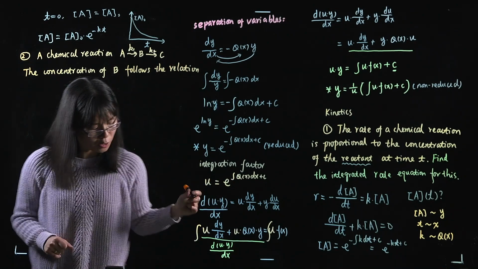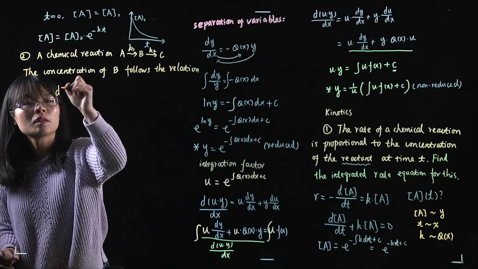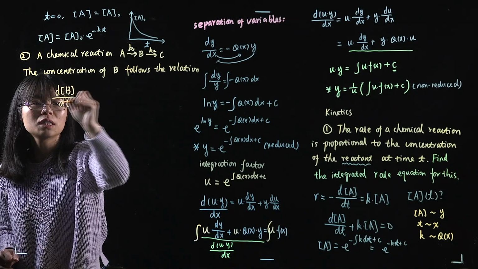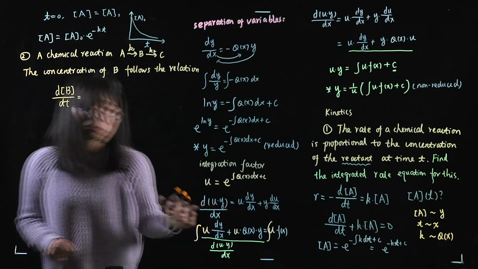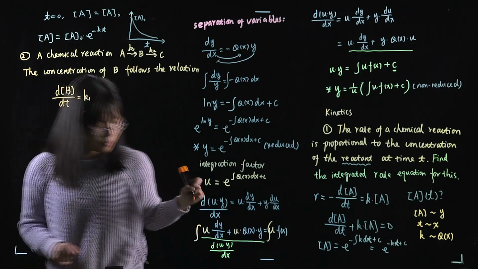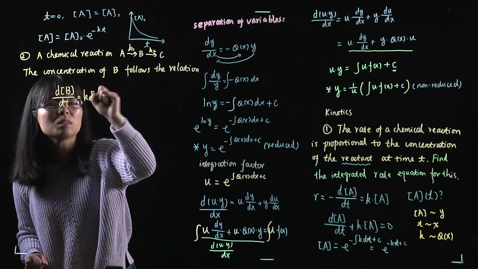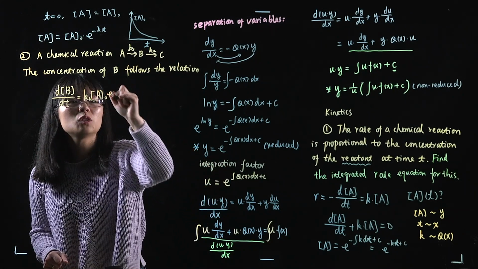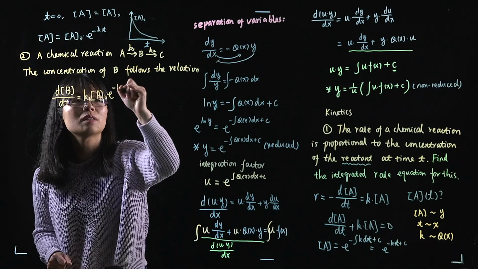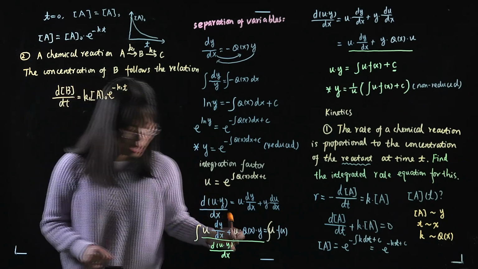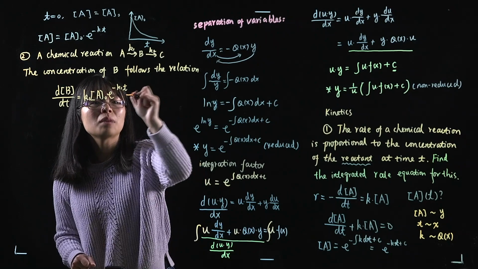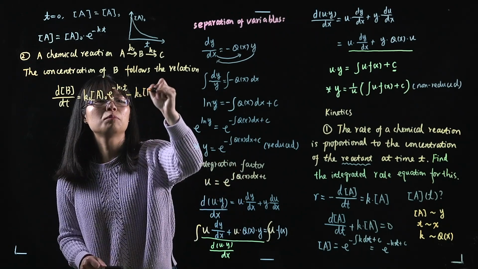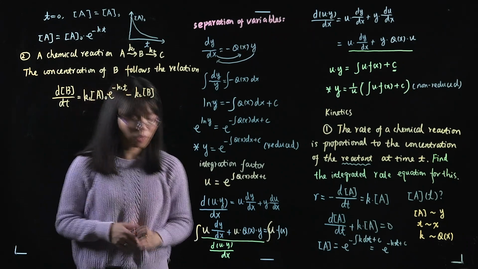So the rate of change of the concentration of B, dB over dt, equals K1 times A naught, which is the initial concentration of A, times an exponential decay term, exponential negative K1t, and a second term, minus K2 times the concentration of B. Okay, so this is what we know.